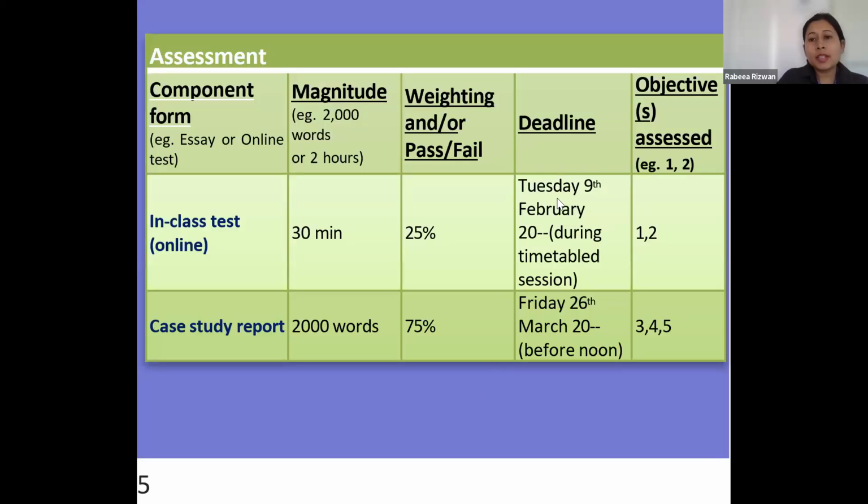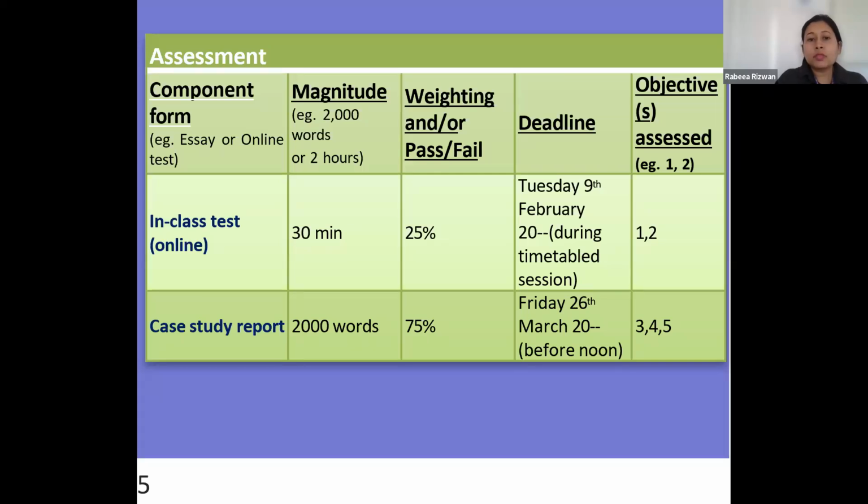This is the table again shown to you so that you know what you are going to do in this module. There are 2 assessments. First, a class test examination, constituted of multiple choice questions that you have to complete within 30 minutes, and the weightage of its marks will be 25%. While the case study report will constitute 2000 words, and the weightage of its mark will be 75% of this whole module.